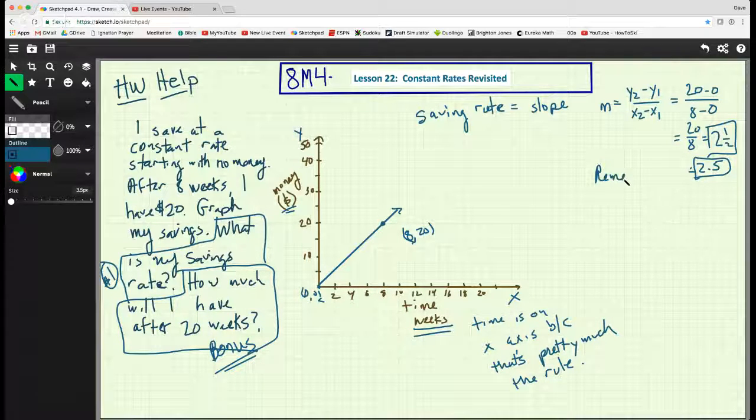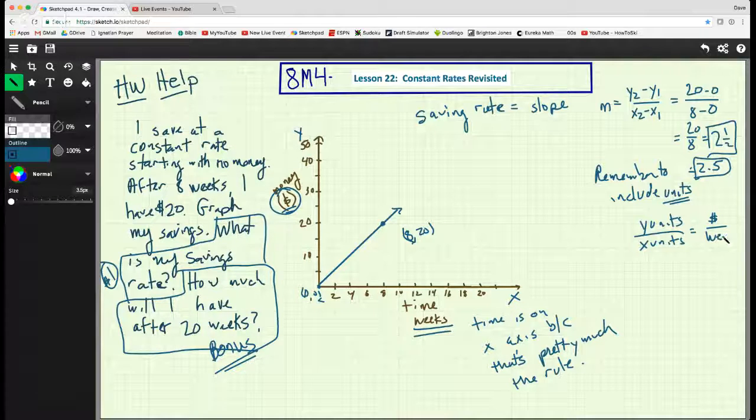Remember to include units. And so that would be dollars per week. Dollars are our y units over our x units. Just like our slope is y over x, our slope is our y units over our x units. So our y units is dollars per week. So I am saving $2.5 per week. Not a lot, really. You could say that's $2.50 per week.